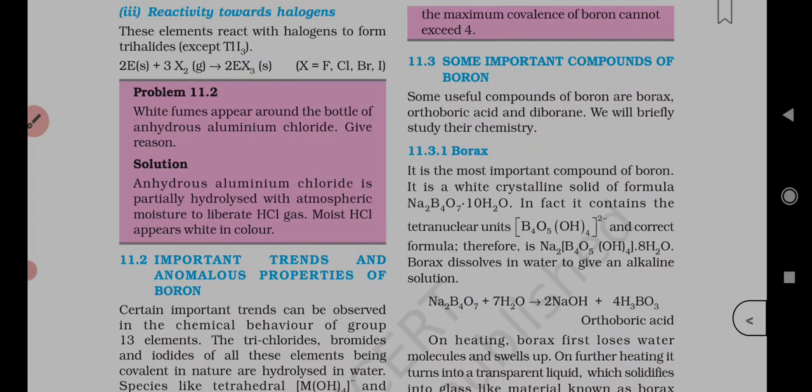So it is the most important compound of boron, borax. What color is it? It is a white crystalline solid of formula Na2B4O7·10H2O. So it has 10 water molecules. I was just giving a trick: when you get bored, you drink lots of water, then it is borax.